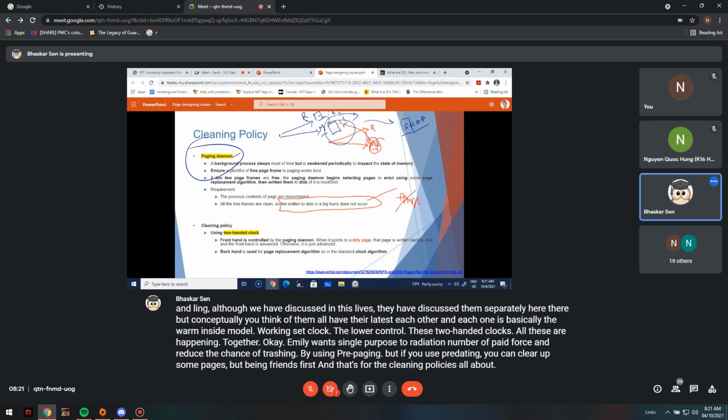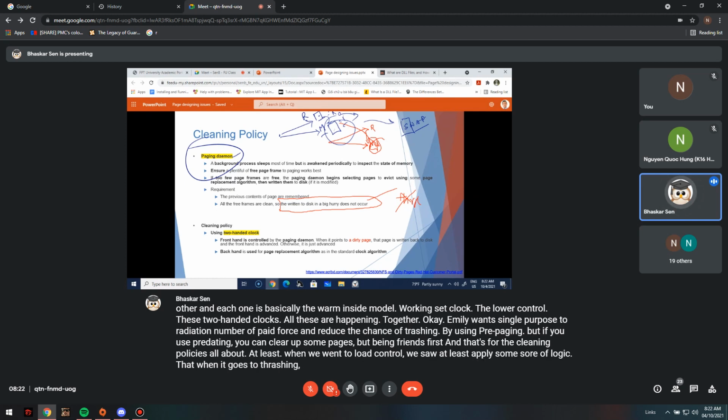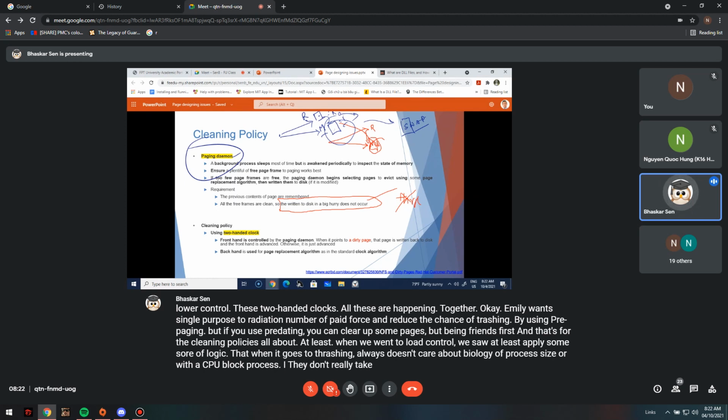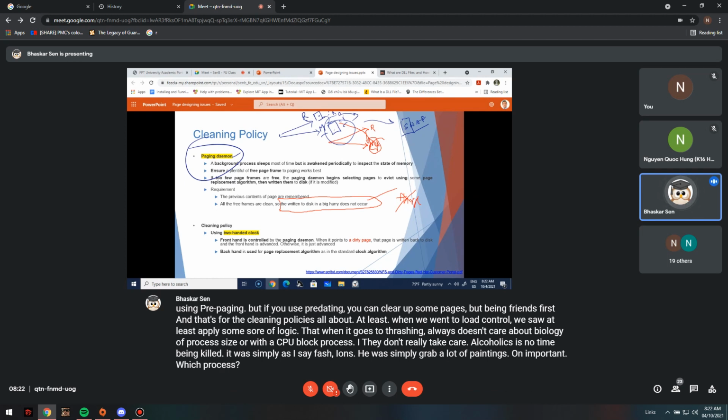And that's what the cleaning policy is all about. At least, when we went to load control, we saw that they're applying some sort of logic. But when it goes to thrashing, the OS doesn't care about the logic of process size or whether it's a CPU-bound process or an I/O-bound process. Our OS has no time to take care of these things. Thrashing is really that: it will simply grab a bunch of pages, important, unimportant, which process, no one cares. We just grab them and then dump them out.